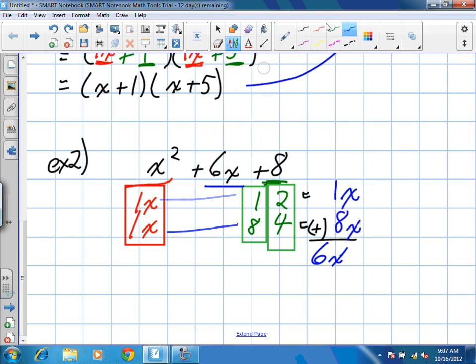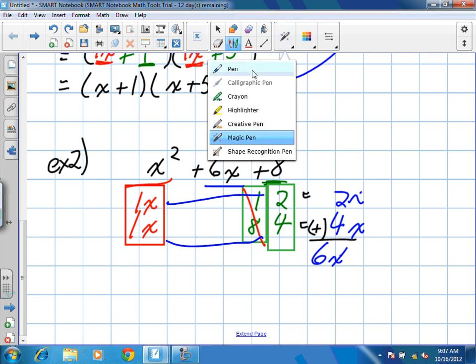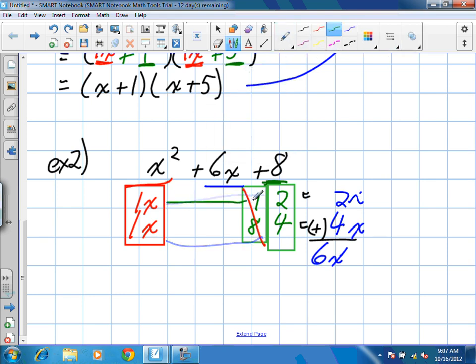Okay? So let's try the next one. 1 times 2 and 1 times 4 gives us 2x and 4x. Do they work? Yes. Yes, they work. Okay? So that means those are the pairings we're going to use. We get 2x and 4x. So the numbers in the columns are what are important for setting it up in our factored form.